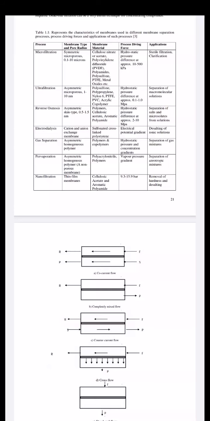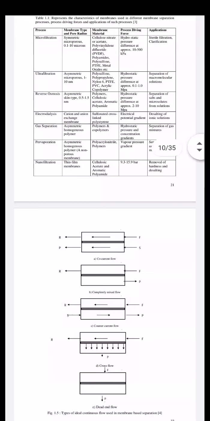As I told you, separation of sugar solution, separation of milk solution, where we are getting clear water as a permeate, and the solid part is retained on the upper side of the membrane.